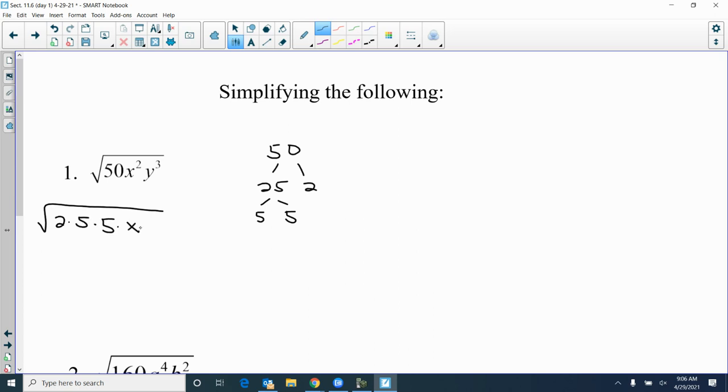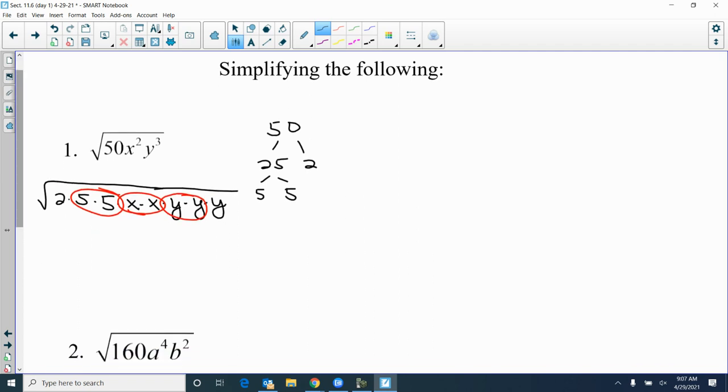You don't have to, but if it helps you and they're not too big, x squared and y cubed I'm going to write out. If they're like x to the 15th power, I don't want to write 15 x's out. Or if it's y to the 20th, I don't want to write 20. But if it's just 2 of them, and 3, it's not too bad. I'm looking for any pairs. Pair of 5s, pair of x's, pair of y's. So that means on the outside, I get a 5xy. What's left on the inside? 2 times y.